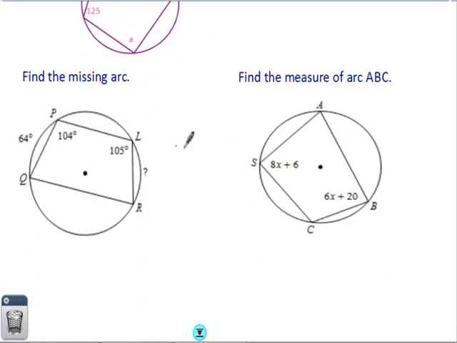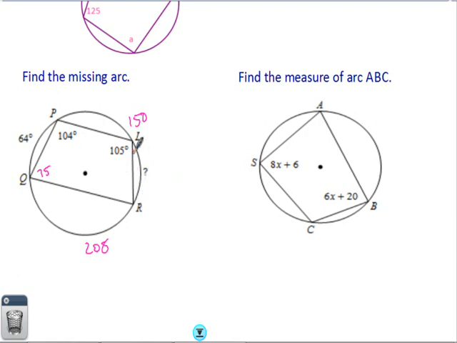Find the missing arc. These sometimes are tough for students. They want to know the arc LR. To do that, you're going to have to find things that you don't need. That's the easiest way to describe it. I know that if this is 104, this whole arc right here is 208. I know that if this is 105, this is 75, and that lets me know that this whole arc here is 150. I still need this arc right here, so I have to find a way to figure out what that piece is.